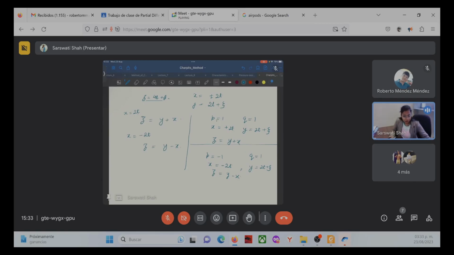Okay. So from here, if you guys have any doubt in the method of characteristics for the non-linear equation, then please do ask, because that is very important for all of you. Otherwise, I am going to proceed with the Charpit equation.